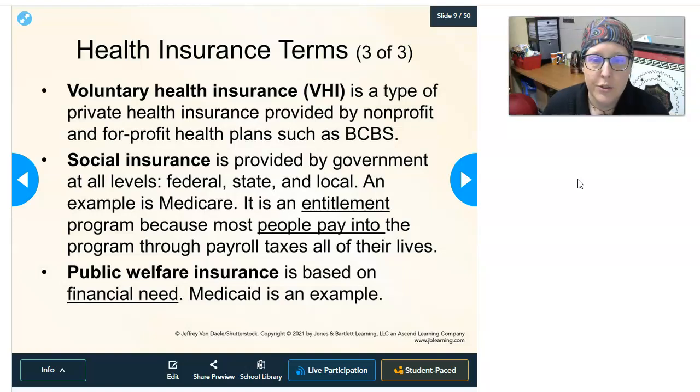All right, social insurance is provided by government at all levels, federal, state, and local, and an example would be Medicare. It is an entitlement program, meaning people pay into it through payroll taxes all of their lives, and then when they get to retirement age, usually now it's 66, they can be covered by Medicare after paying into it their whole lives. And then public welfare insurance is based on financial need and not entitlement, and Medicaid is an example. For public welfare insurance, there's usually an income threshold that has to be met, so you have to be below a certain income.